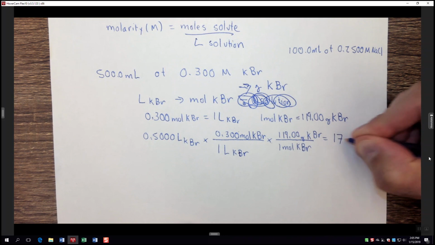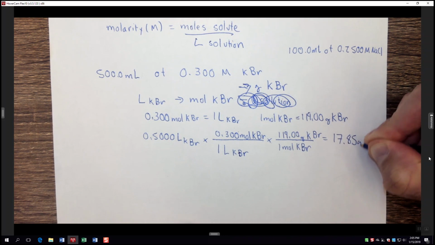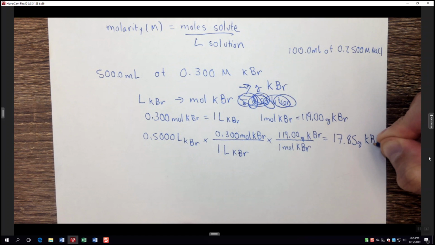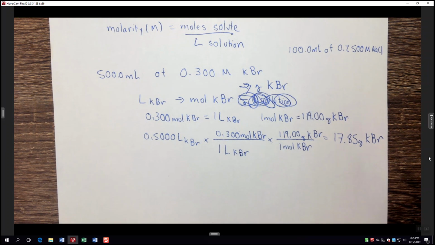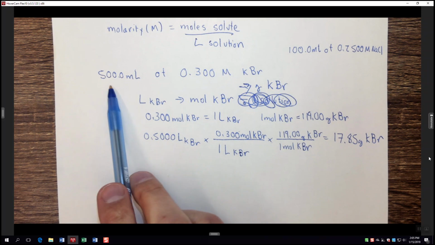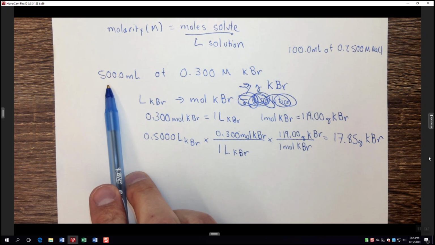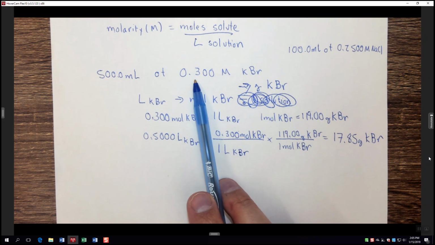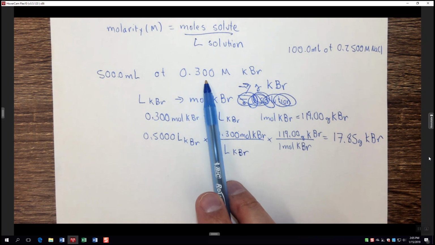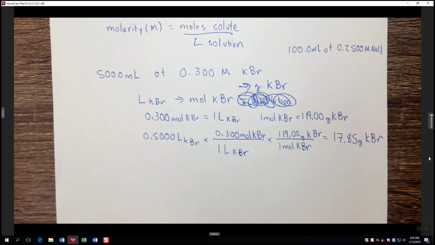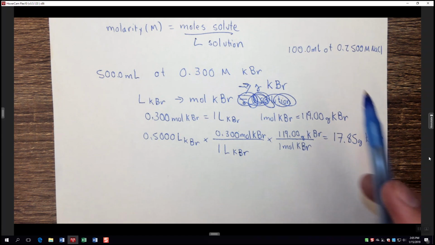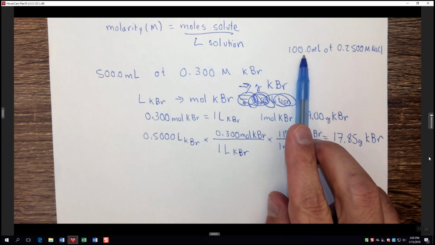Now I could do this conversion. I've got my equalities, I've got my plan of attack. So I don't want to start with 500 milliliters, I want to convert that to liters, divide by 1,000. So 0.5000 liters of this KBr solution times. Now I want to put one thing on the equality on the top and one thing on the bottom that you may remember from general chemistry. In this case, I want liters of KBr to cancel out, so I put the 1 liter of KBr on the bottom and the 0.300 moles of KBr on the top.